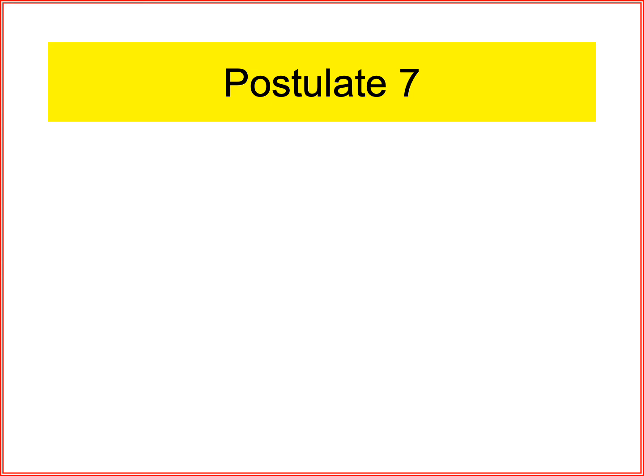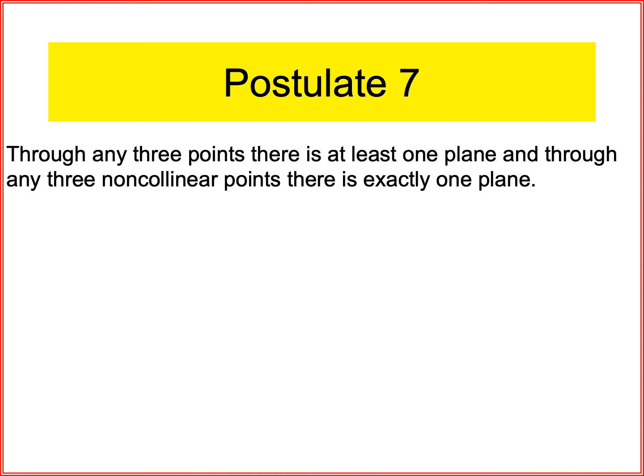All right, postulate 7 extends that same idea to planes, and it says through any 3 points, you can have at least 1 plane, but if the 3 points are non-collinear, they don't form a line, then only 1 plane. Remember, I gave the demonstration where if you had a rod, a stick, a line, you could wrap that with an infinite number of planes. Infinite number of planes touches that line.